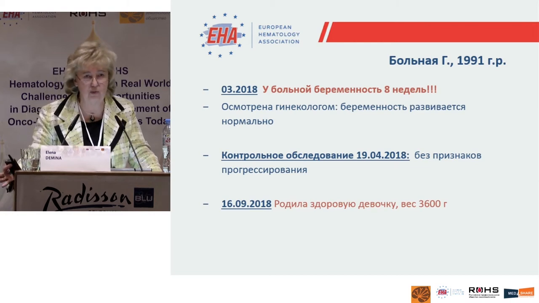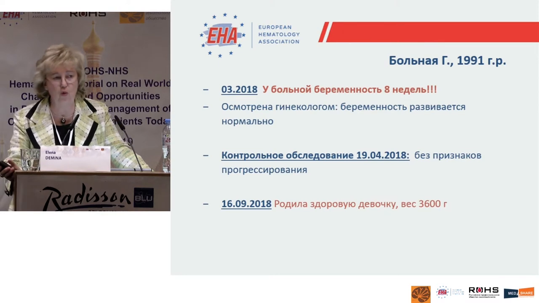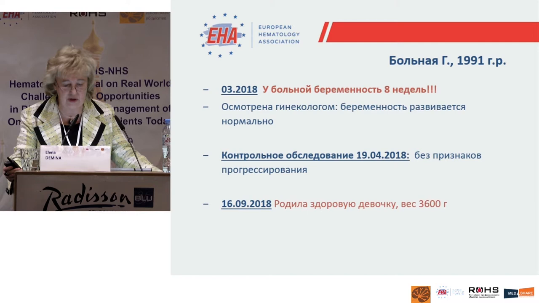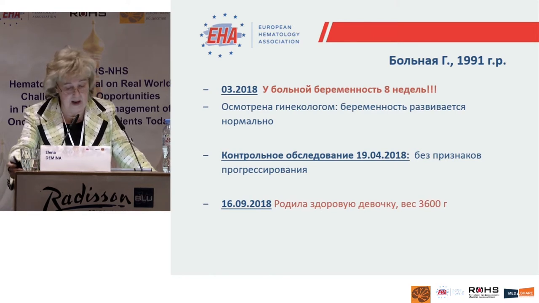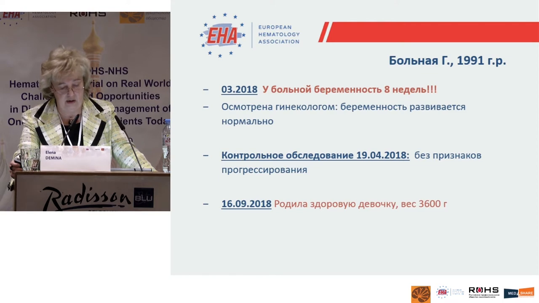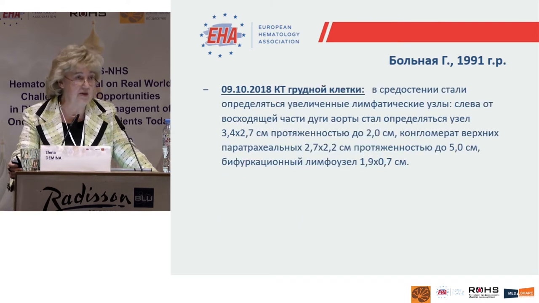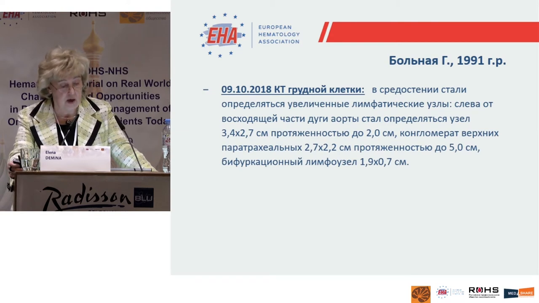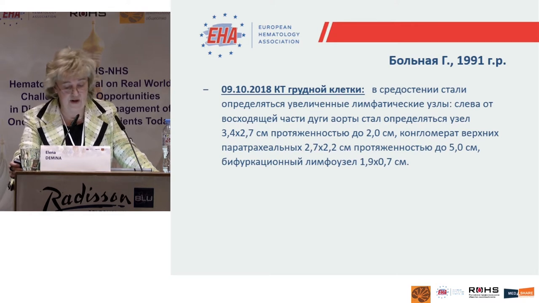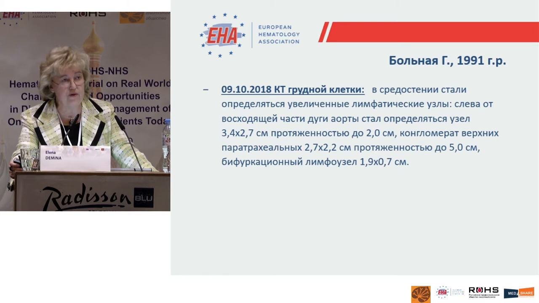Больная молодая, ее можно понять, она ставит вопрос: я хочу иметь такую же жизнь, такое же качество жизни, как у всех нормальных людей, поэтому беременность я не отдам. Продолжается наблюдение за больной, выполняется контрольное исследование, естественно, без ПЭТ, потому что во время беременности ПЭТ-исследование выполнять невозможно. И в сентябре 2018 года больная рожает здоровую девочку весом 3600, 8 по шкале Апгар, то есть все в порядке. Через месяц мы выполняем контрольное обследование и видим, что в средостении вновь стали выявляться увеличенные лимфатические узлы, в той зоне, в которой они и были.